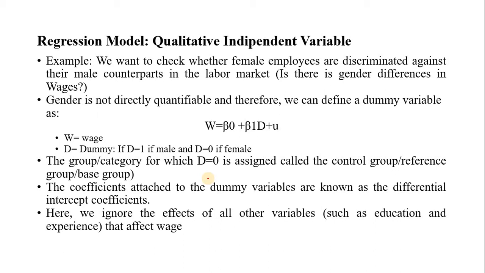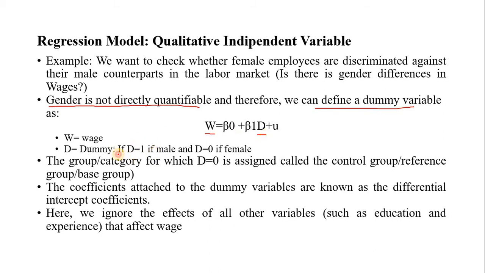As you know, gender is not directly quantifiable, so we can define a dummy variable. Our dependent variable is wage, so W is a function of beta 0 plus beta 1. Here I am not having X. What I am having is D, which stands for the dummy variable, and we have to assign this dummy. How can we assign this dummy?